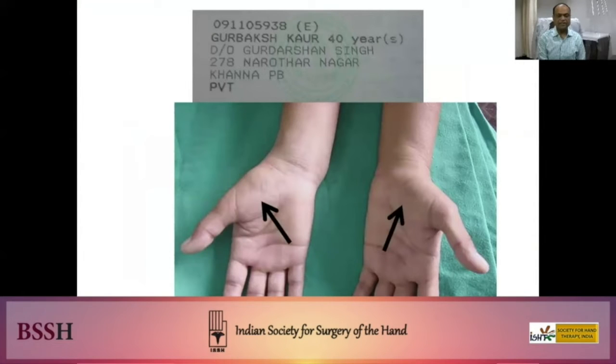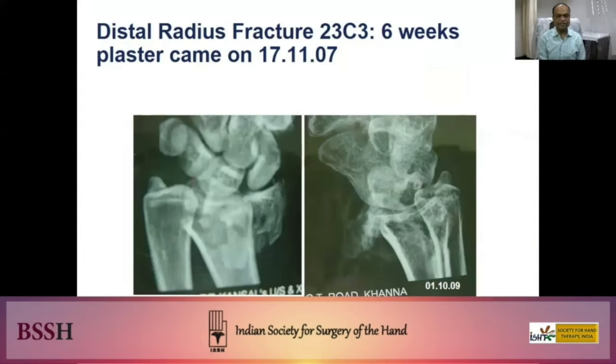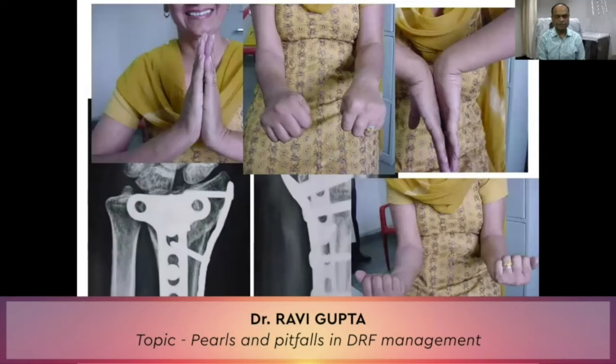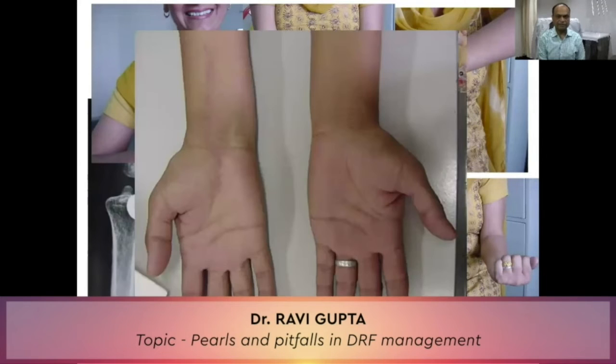Look at the thenar eminence wasting, and this is the fracture which was treated non-operatively. It's not an acceptable position. So we operated after 2 months of neglect, and we also released the median nerve by doing a carpal tunnel release. So that's the function. You can see the scar, which includes the release of the carpal tunnel as well.